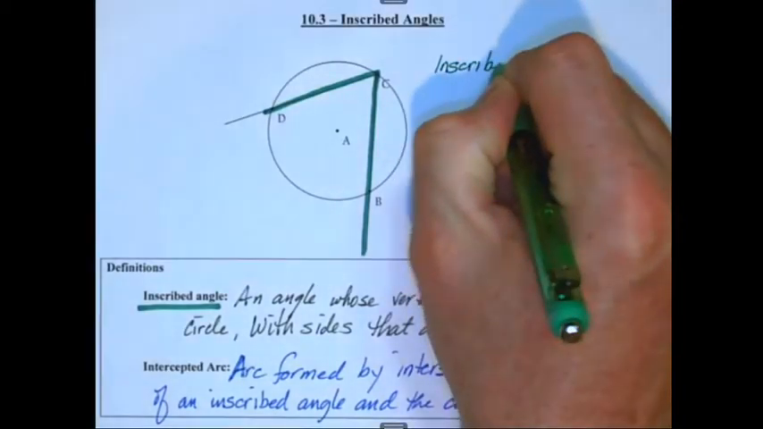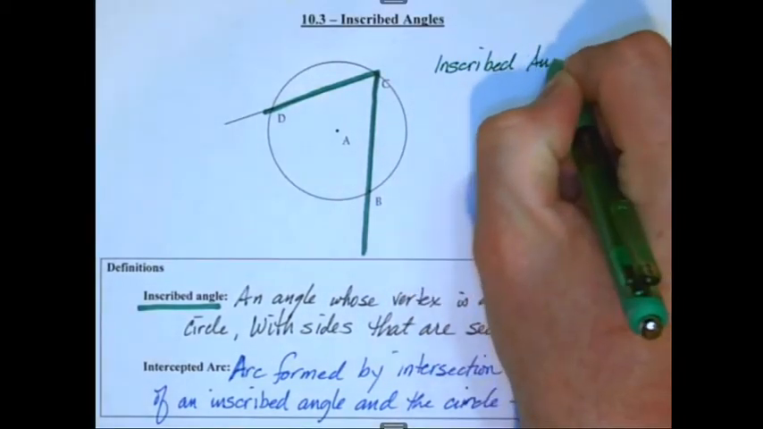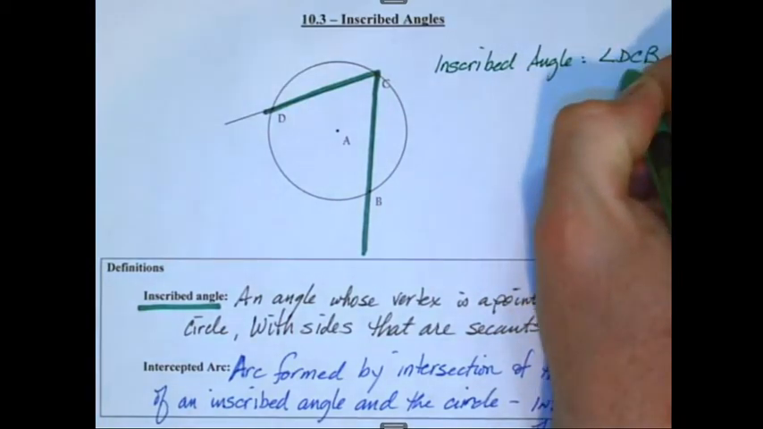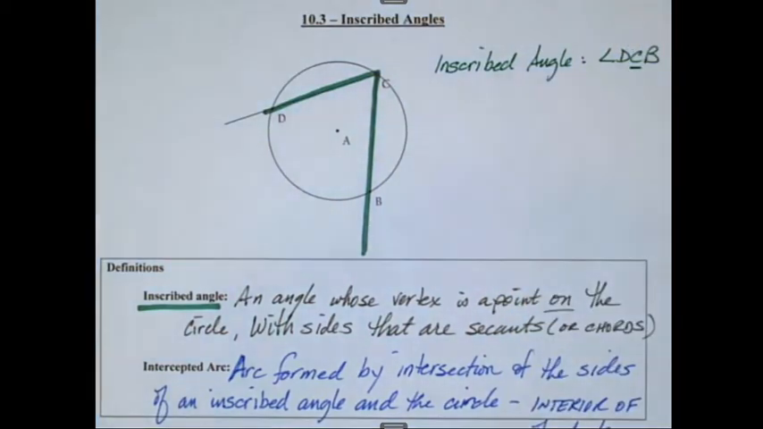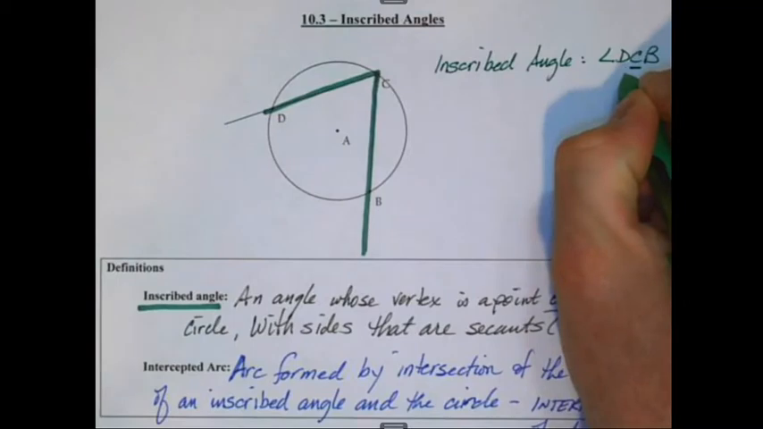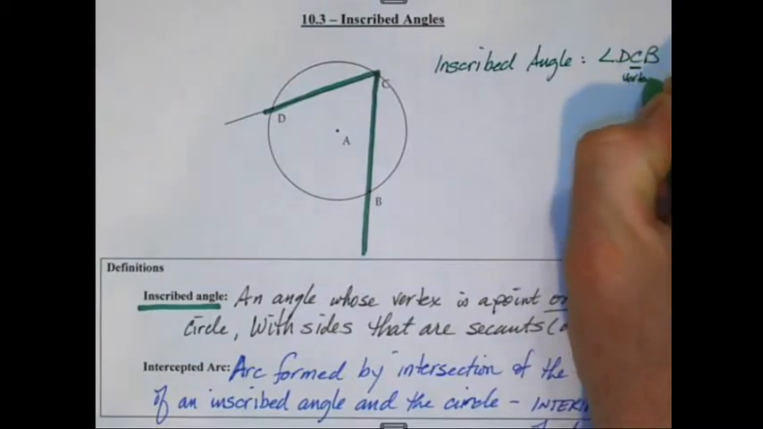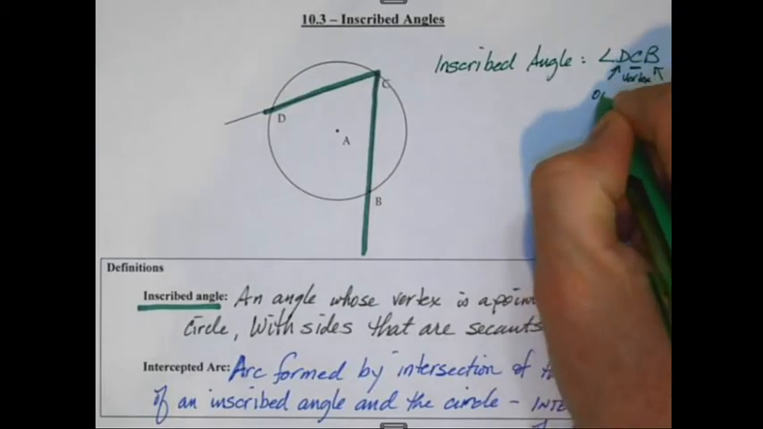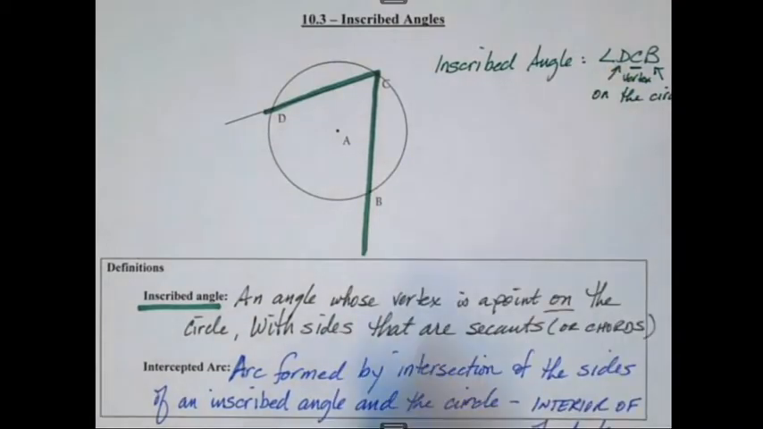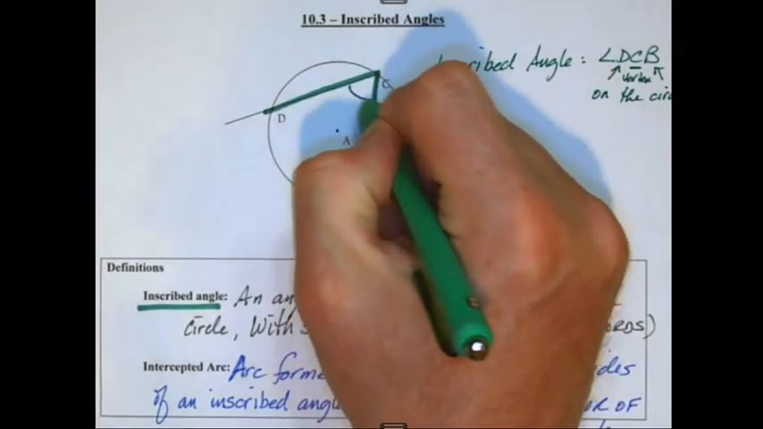Inscribed angle DCB. C is your vertex. D and B are points that are on that circle. So this is the vertex, of course, and these are two other points on the circle. And if you notice, C is also on the circle. So we're looking for the measure of this angle.